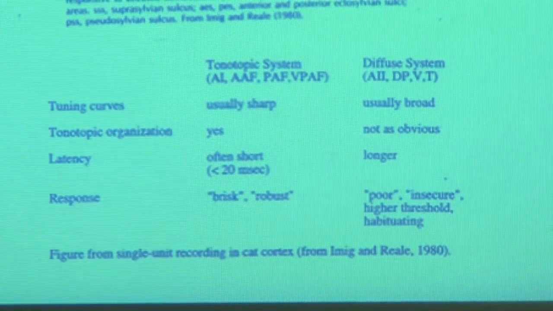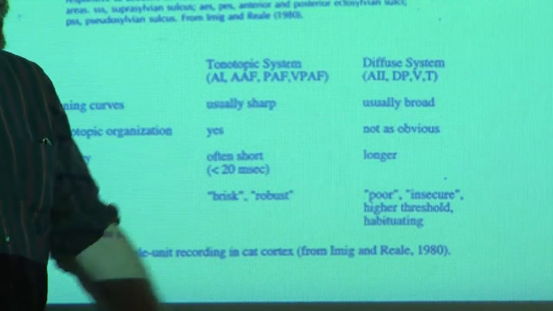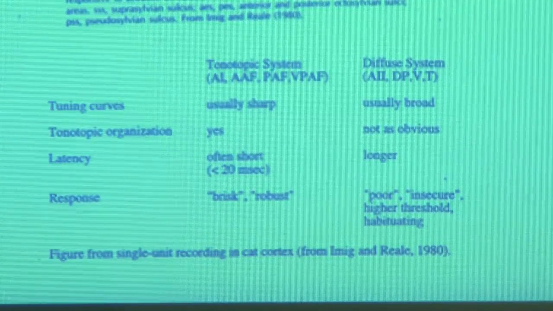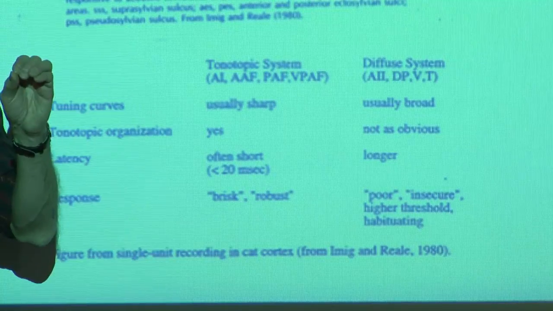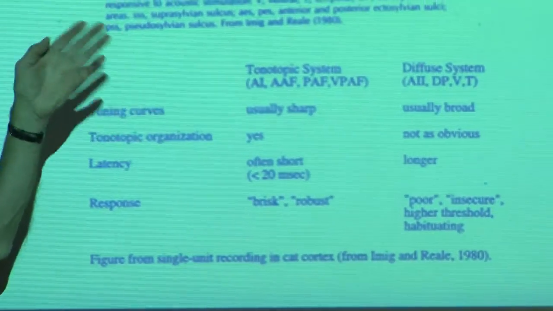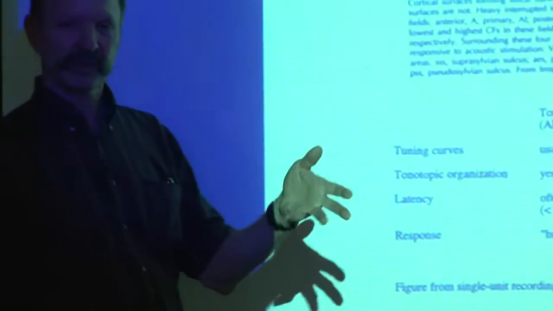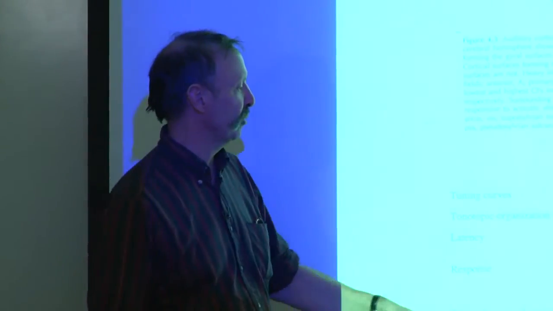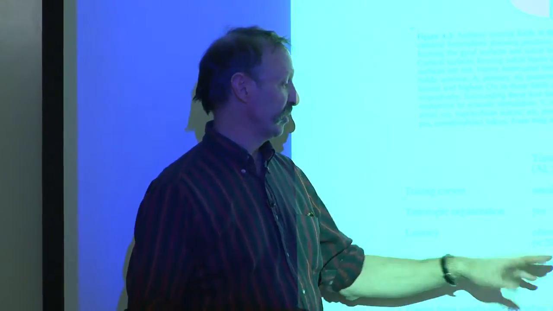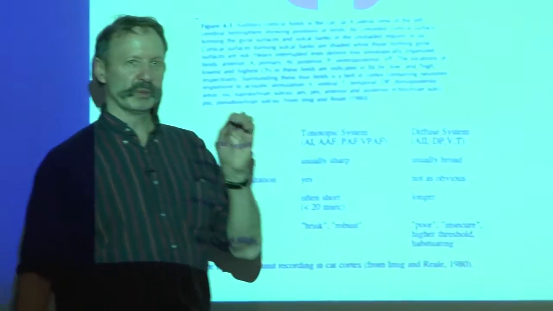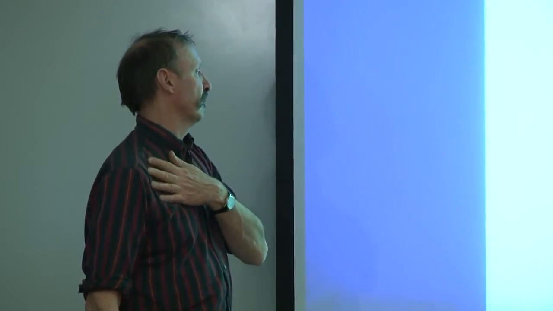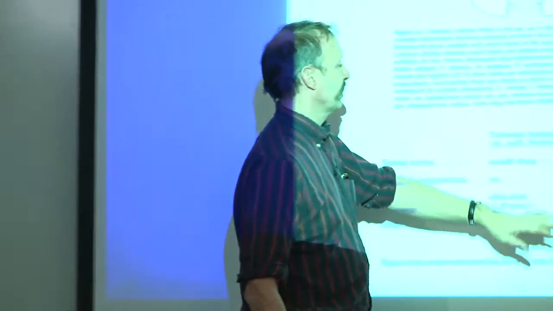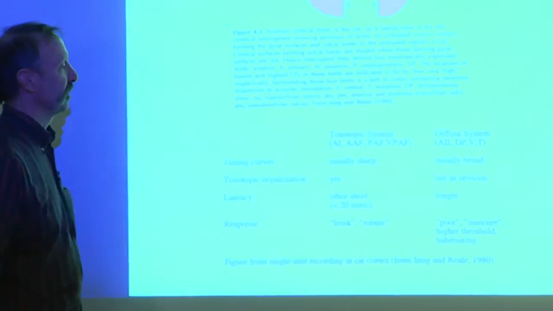The response is brisk or robust compared to a response that might be called poor or insecure. That just simply means every time you turn on a sound, and people typically tend to measure histograms in response to hundreds of sound bursts. Every time there's a response, but here there might be a response to the first tone burst in a train, and then the neuron might shut down and not respond anymore. So these diffuse areas are hard to investigate.